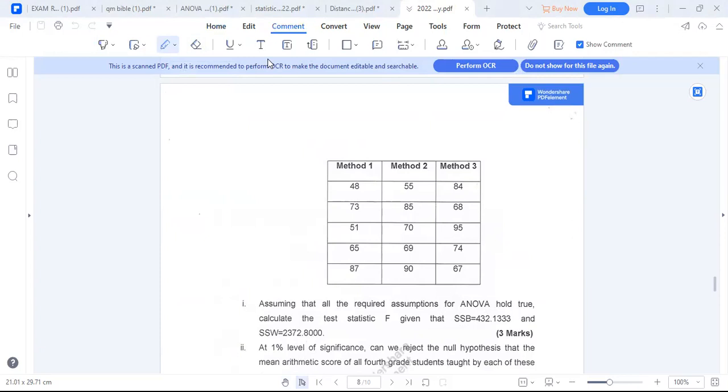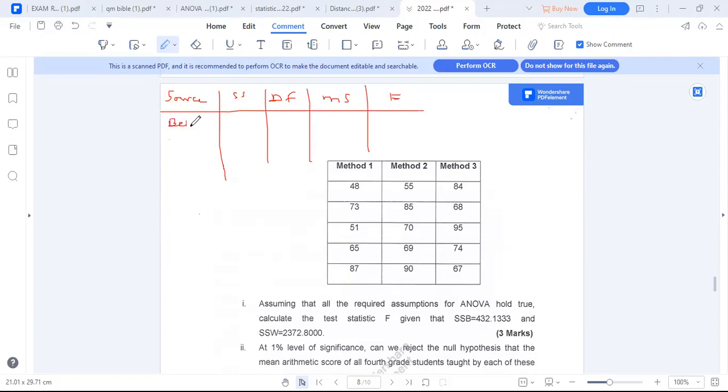So what are the 3 sources of variations? We have source, sum of square, degree of freedom, mean of squares, and the F calculated. So let's start with the three sources. What are the three sources we have? Between. Within. Total.